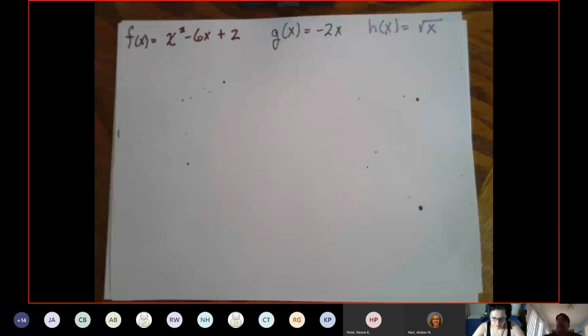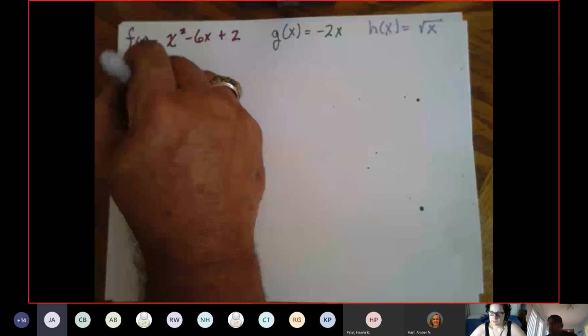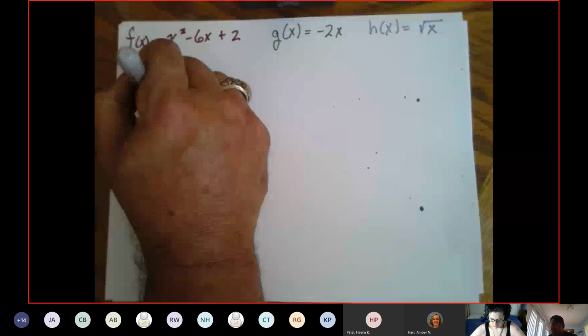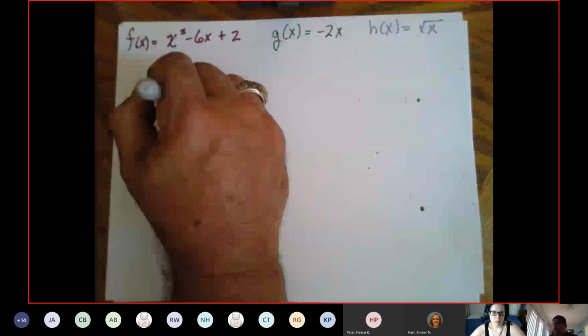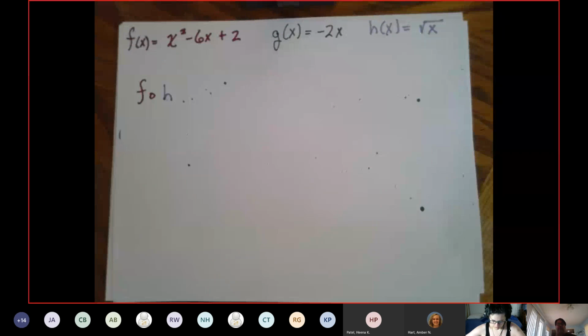Now we're going to do several. I'm going to write the directions as we go. Let's do f composed of h. F composed of h. Go ahead and do that. And that f of x is x squared minus 6x plus 2.